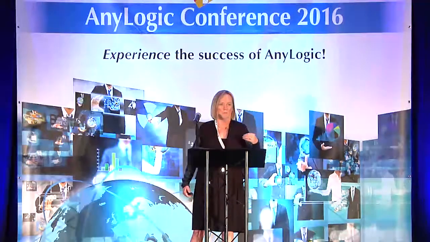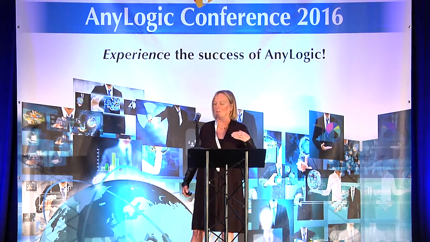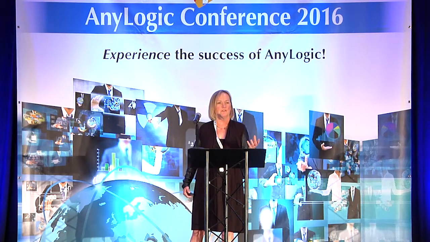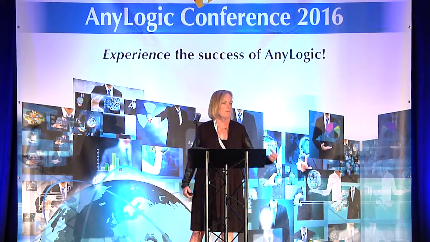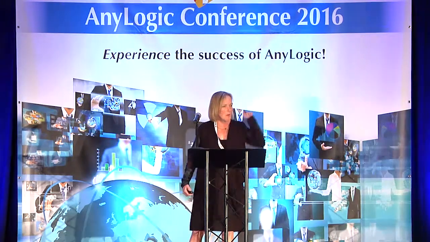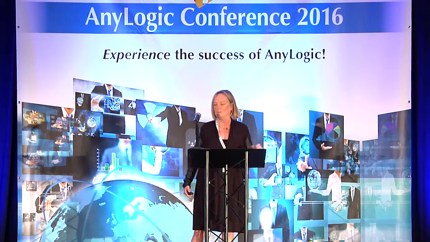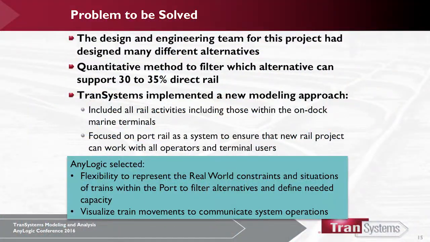So what was really important for us is to have a quantitative method to filter these alternatives, to get some of the ones that aren't going to support the objectives of this project off the table and focus on the ones that are important. So, living with the goal that the forecasters at the Port of Long Beach from the San Pedro Bay ports was 30 to 35% of the cargo that comes into the port is going to be a candidate for direct rail. And there was a lot of science and economics and so forth that went into that number, but that was the number that we had to live with.